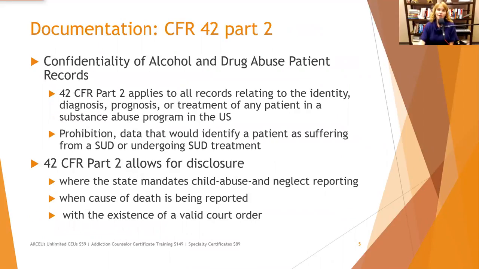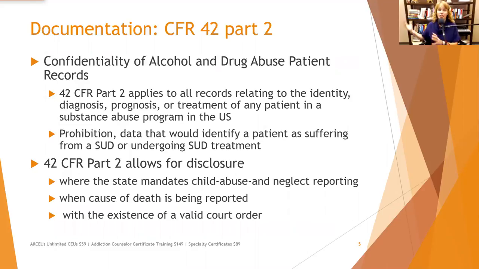Unfortunately, when you get into documentation, you also get into big sticky issues with confidentiality. And with substance abuse, you need to be really aware of the Code of Federal Regulations 42 Part 2, or CFR 42 Part 2. And this handles the confidentiality of alcohol and drug abuse patient records. 42 CFR Part 2 applies to all records relating to the identity, diagnosis, prognosis, or treatment of any patient in a substance abuse program in the U.S.